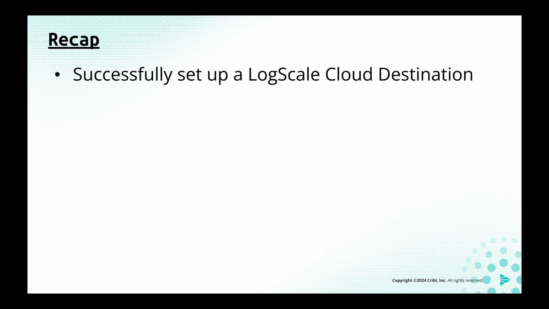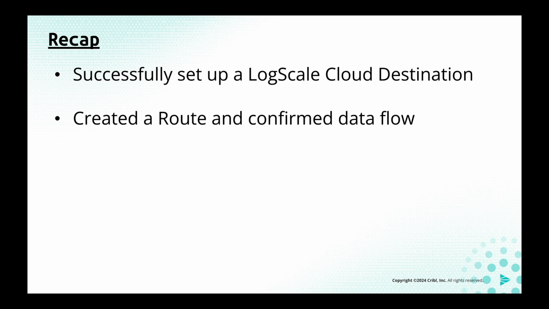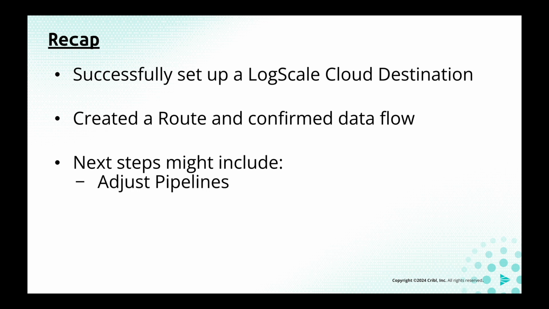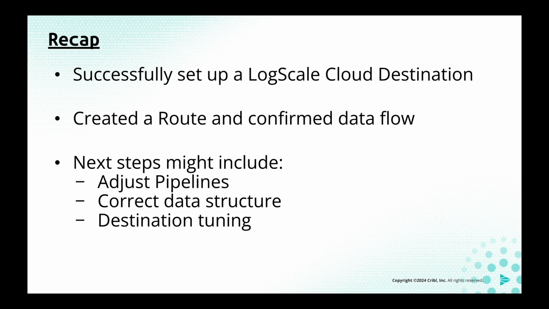And that's it for this exercise. In just a few minutes, we set up our LogScale destination, created a route to get our source data there, and validated that data is being received. Future us might have a bit more to do. Our next steps might be to adjust the pipeline to do any event shaping, such as enrichment or field optimization, or correct any issues in the data structure. And we might need to do some tuning with the destination settings if we encounter any issues. But for now, we'll pat ourselves on the back for a job well done.